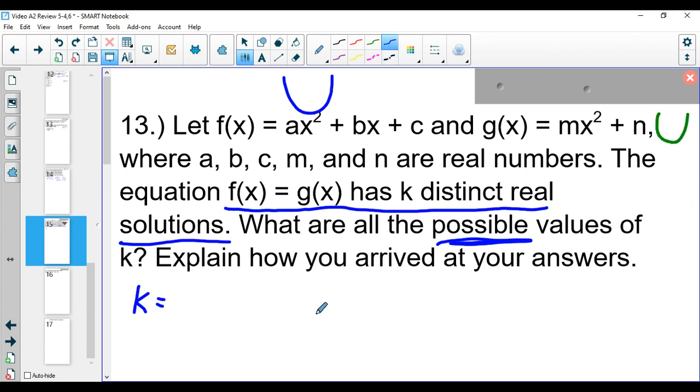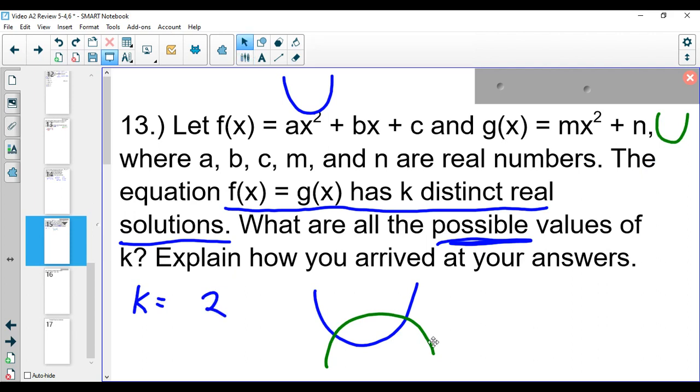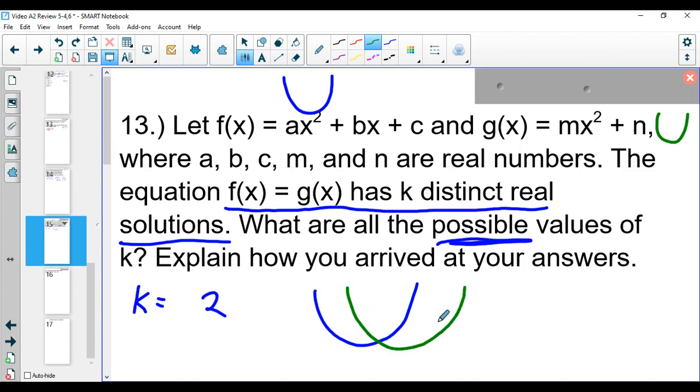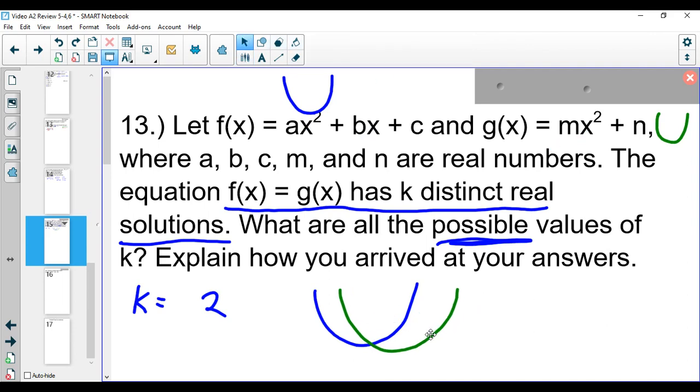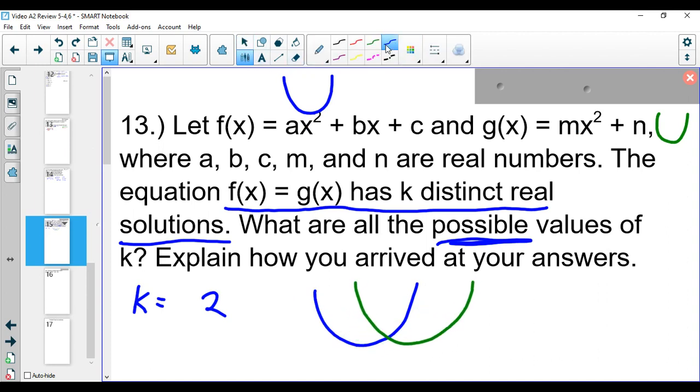Well, okay, how many times could they cross? We could have the blue one, f of x, going up like this, and we could have the green one, the g of x, maybe like this. So that would cross twice. So 2 is a possible value. But what else could g of x be doing? I bet it could cross once. Yeah, I see a few ways it could cross once. One, if it had the exact same a value, like if a equaled m, but they were not right on top of each other, but sort of to the side, so they're only crossing once. So 1 could be a possible answer.